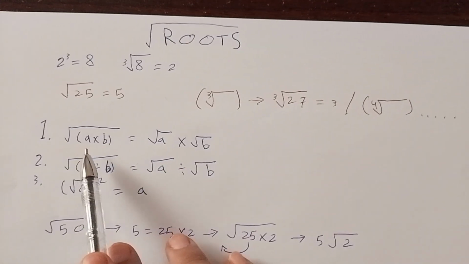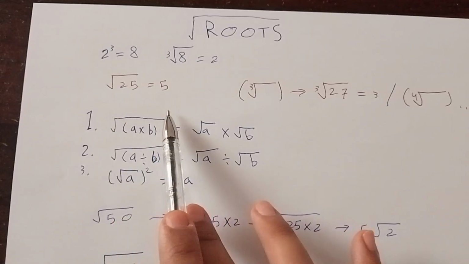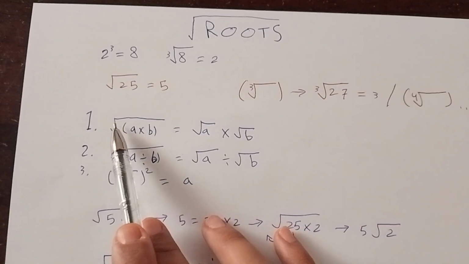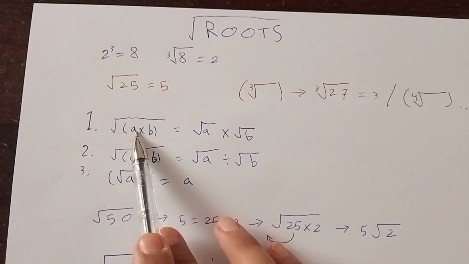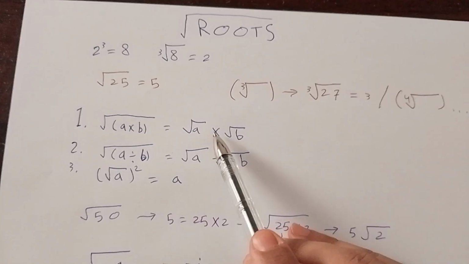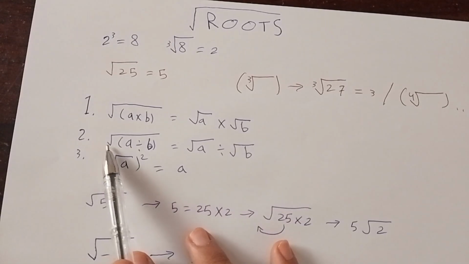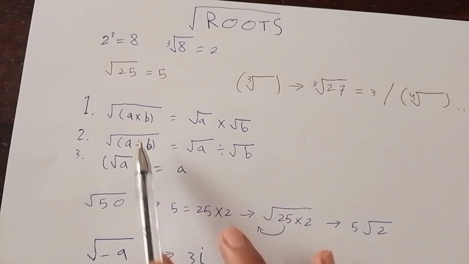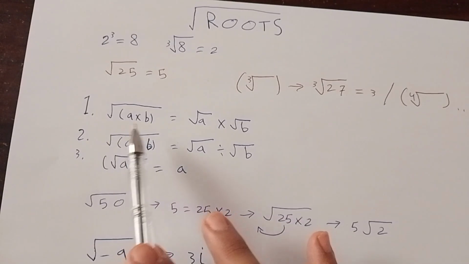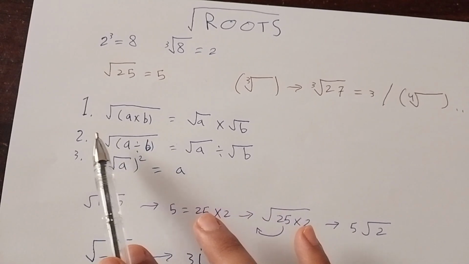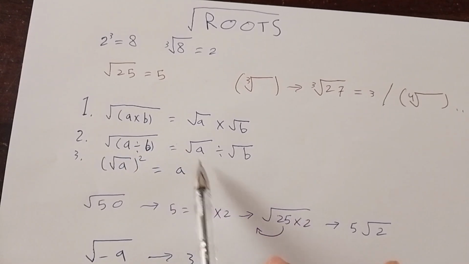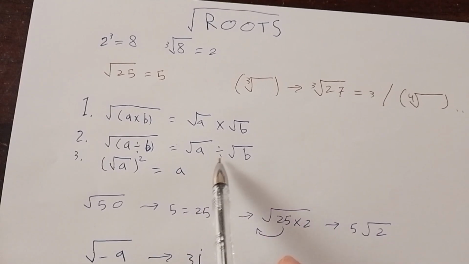The first one is, if you have a root over a times b, we just distribute the root to both sides. So it will be the square root of a times the square root of b. The second one is similar, but with a different sign. We have a division here. So the square root of a over b will be the square root of a over the square root of b.